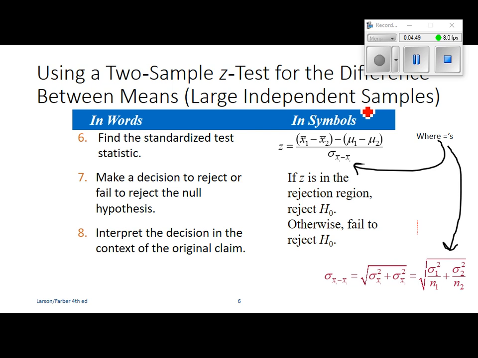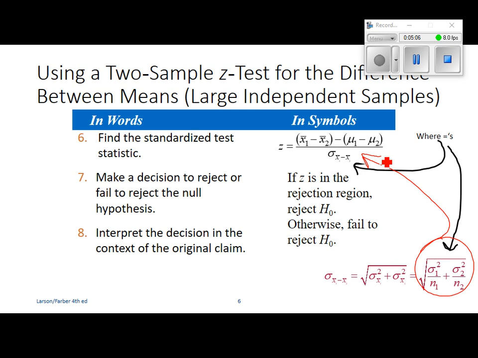For number 6, that's the formula. This is the part that's on the bottom. I didn't write it in there. I put it on there separately. But that's the part, that's your standard deviation.